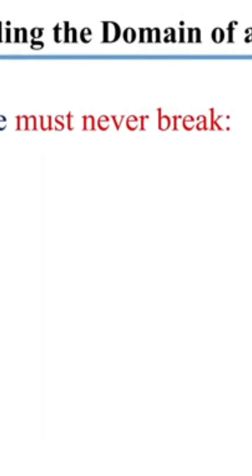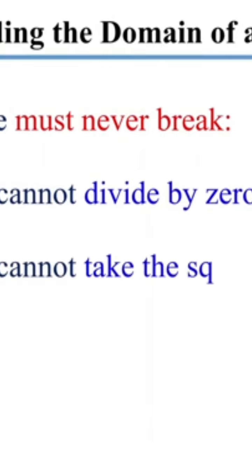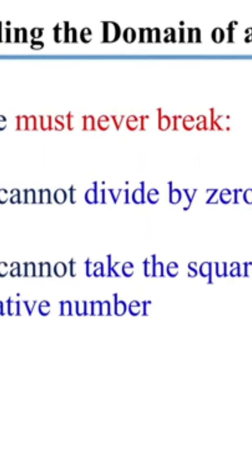When working with real numbers, there are two rules we must never break. Firstly, we cannot divide by zero. Division by zero is undefined. Remember this rule when finding the domain of a function with a variable in the denominator. Secondly, we cannot take the square root of a negative number. The square root of a negative number is undefined in the real number system. Remember this rule when finding the domain of a function with a variable under a square root.